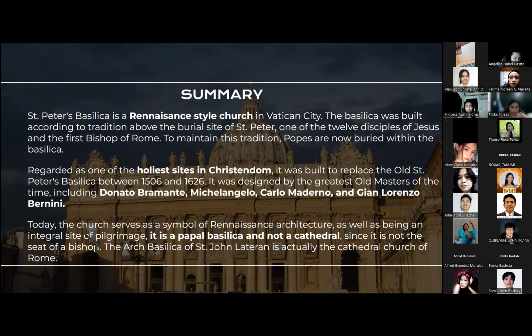Today, the church serves as a symbol of Renaissance architecture as well as an integral site of pilgrimage. It is a papal basilica and not a cathedral. Since it's not the seat of a bishop, the Archbasilica of St. John Lateran is actually the Cathedral Church of Rome.